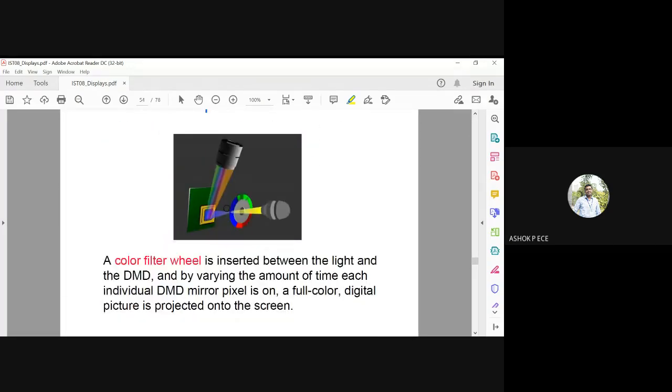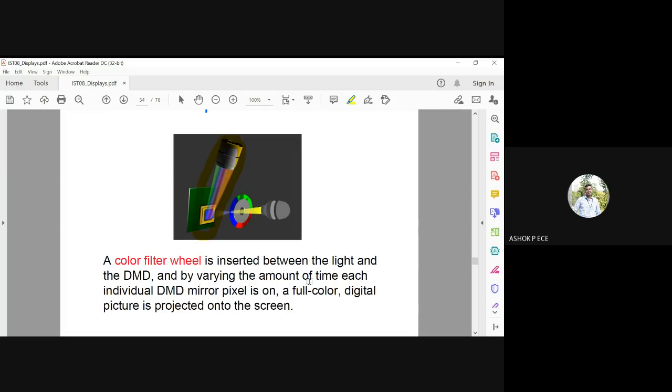Principles of DLP. You see here a color filter wheel is inserted between the light and the DMD. This is your DMD device. You are going to excite the DMD device with a light source, and based on the configuration of mirrors in your DMD, it is going to reflect the light. That reflected light is going to pass through a color filter wheel.